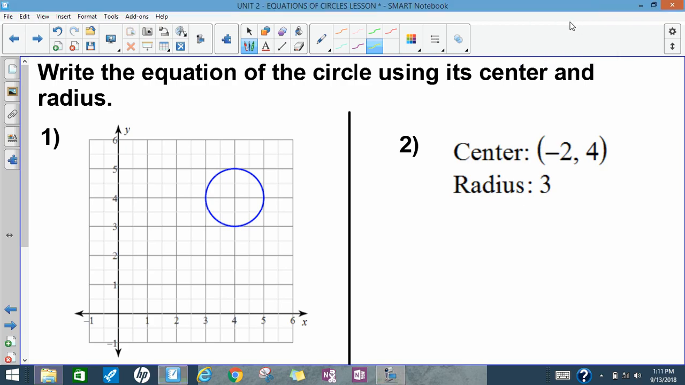So that's it for this lesson. I want you to answer these two questions. I'll put questions here at the end of the video. Number 1 refers to this circle in the coordinate plane, and number 2 refers to this information here about the center and the radius.